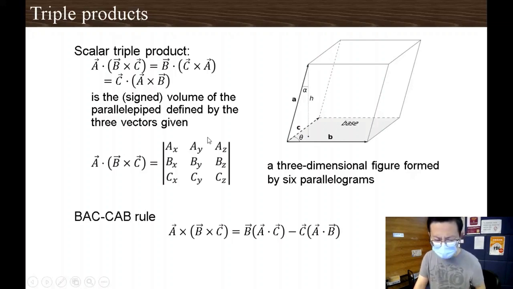And you may be able to find this rule in your cheat sheet for the exams, but this rule is extremely important, and you may need to use this several times in your homework, so remember to look for this BAC-CAB rule. And we will also use this rule in class.